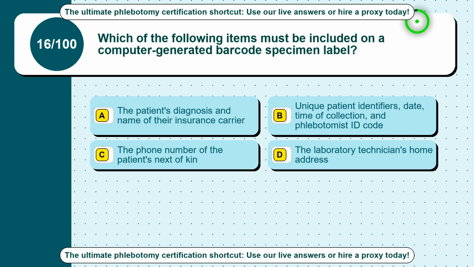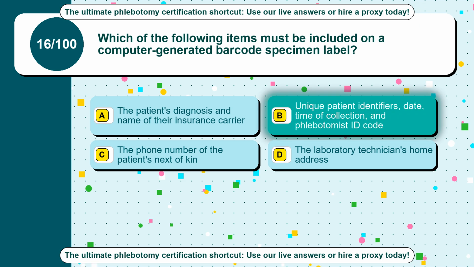Question 16. Which of the following items must be included on a computer-generated barcode specimen label? Option A. The patient's diagnosis and name of their insurance carrier. Option B. Unique patient identifiers, date, time of collection, and phlebotomist ID code. Option C. The phone number of the patient's next of kin. Option D. The laboratory technician's home address.